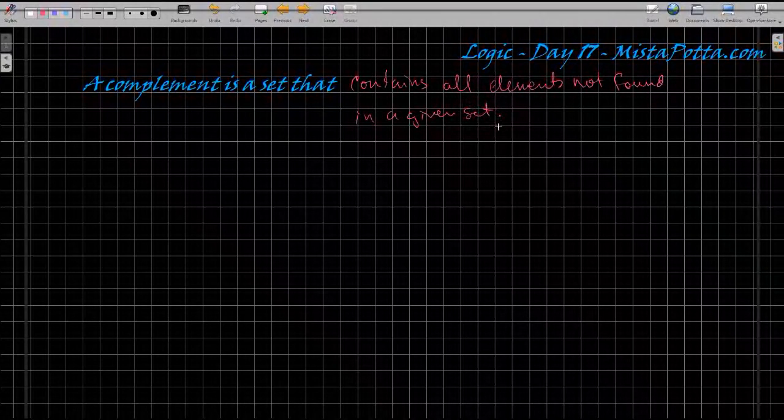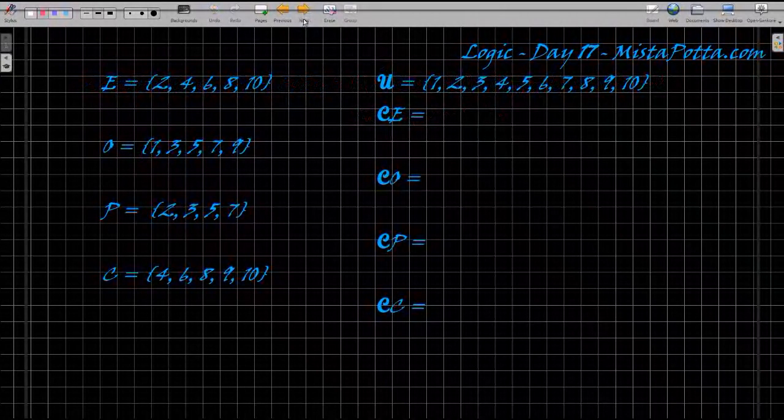In other words, I'm going to be looking at my universe, and I'm going to say, what in my universe is missing? And I can make a completely new set out of this complement. This complement is almost like the negation that we were talking about back when we were talking about basic statements, because these are elements that are not in the set.